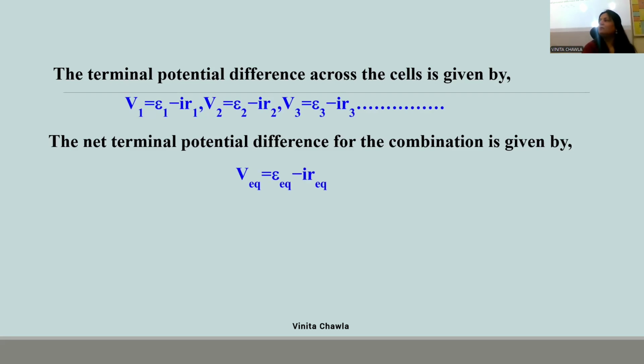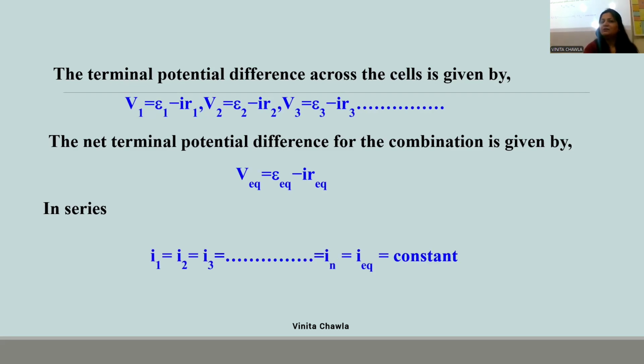This is the equivalent terminal potential difference, and we can write this as, in series, current is same, current is constant, I equivalent is I. Okay, and V equivalent is V1 plus V2 plus V3 to Vn, क्योंकि series combination में potential drop different होता है. Across each resistor we have different value of V, but same value of I.